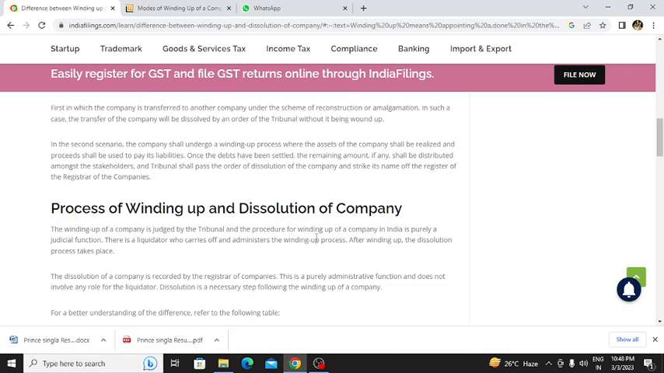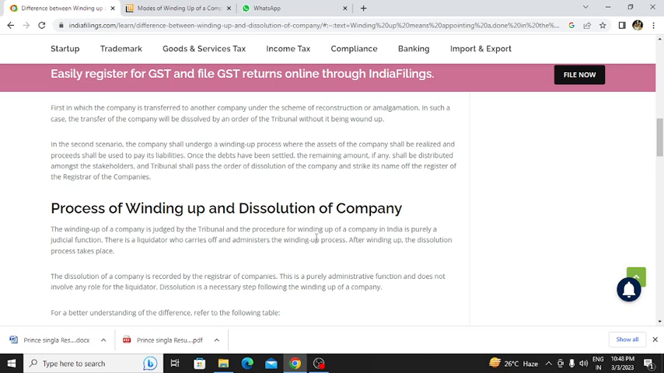The second scenario is where the company undergoes the process of winding up. The assets of the company shall be realized and used to pay its liabilities, and once the liabilities are paid and settled, the remaining amount shall be distributed amongst the stakeholders. The tribunal shall pass the order of dissolution of the company and strike its name off the Registrar of Companies. The worst case is that when the tribunal orders winding up, dissolution follows, while in the scheme of reconstruction and amalgamation the company is dissolved without being wound up.